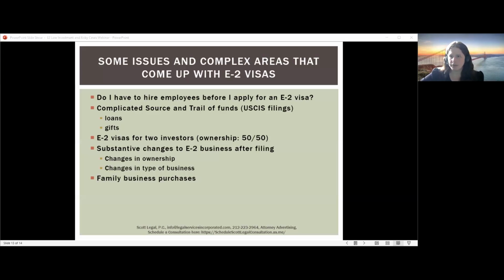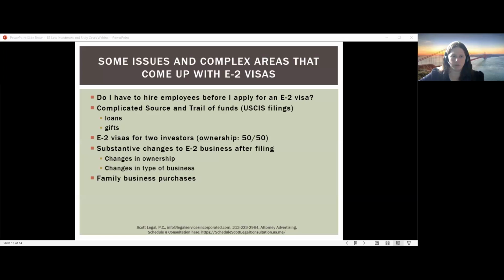Other things that can make the case more complex is if you have a very complicated source and trail of funds. For USCIS filings, this gets extra complicated because they will want to see exactly where the money went. If you say, well, I got this lump sum of money and I took it out and put the cash under my bed, and then I just left it there for a few years and then I put it back in a bank, you may be in trouble there. It may be difficult. USCIS can be very, very strict about this type of thing.